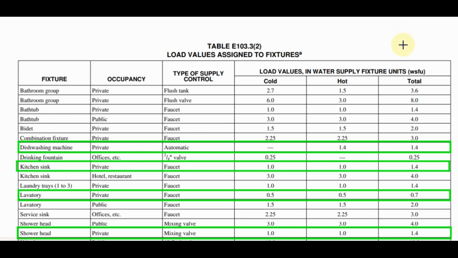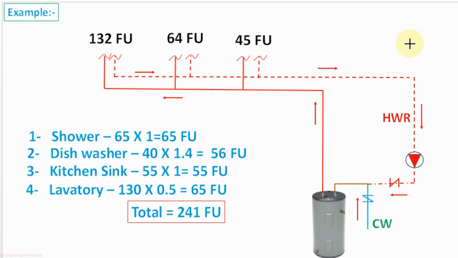Now for these plumbing fixtures, we will select the fixture unit value for hot water from the International Plumbing Code. For dishwasher we have 1.4 fixture unit. For kitchen sink, that is private type, we have 1 fixture unit value. For lavatory, private type, we have 0.5 hot water fixture unit value, and for shower head we have 1 fixture unit value for hot water. Now after multiplying the selected fixture unit values with their quantities for all the plumbing fixtures in the building, we get total fixture unit number 241.